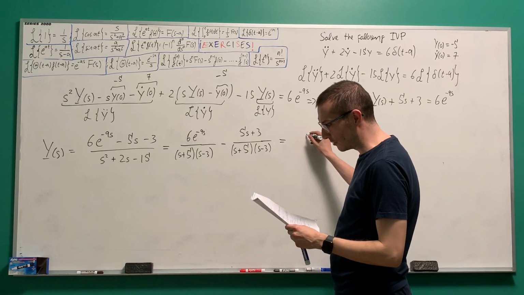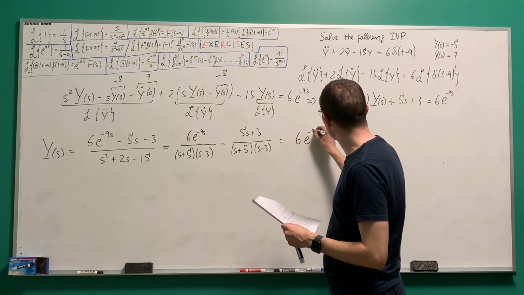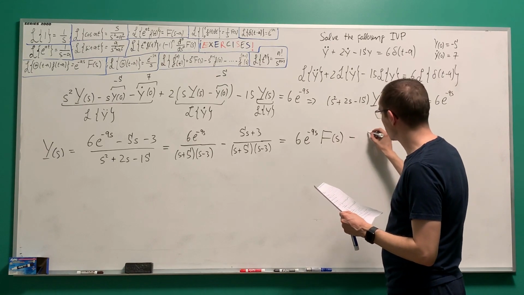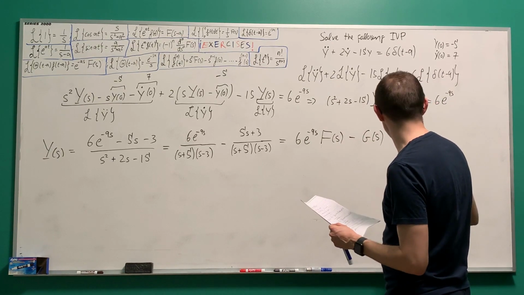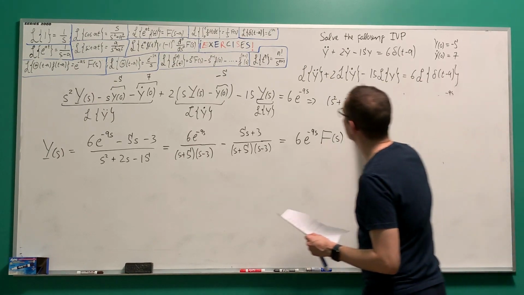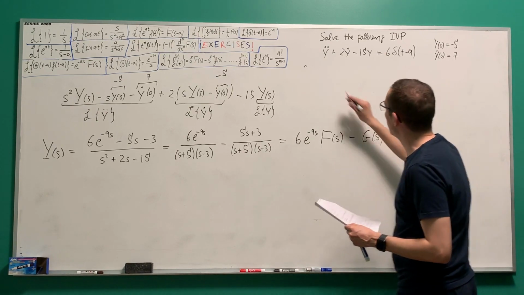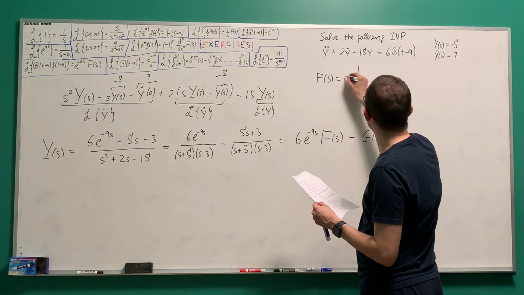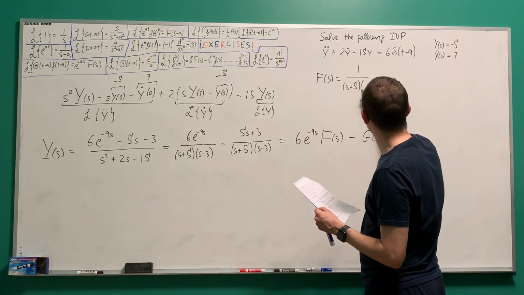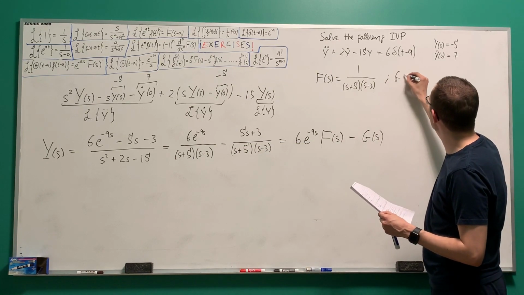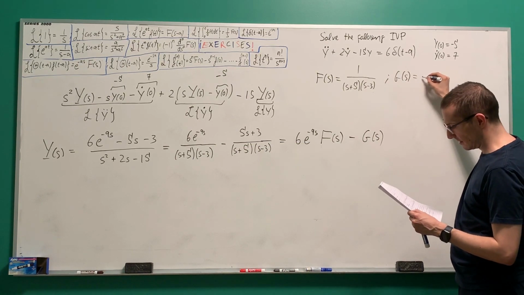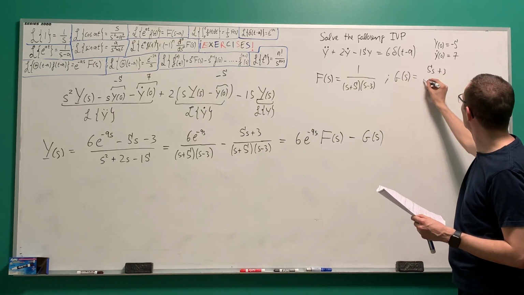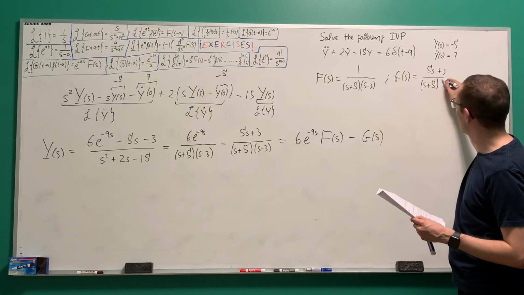Let me call this actually 6 e to the minus 9s multiplying something that I'm going to call F of s minus G of s. And of course my F of s, let me quickly erase this here. By definition, my F of s is going to be whatever multiplies this thing. So my F of s is 1 over s plus 5 multiplying s minus 3. And my G of s is going to be minus, that's important, I know I have the minus in here, so not without the minus, 5s plus 3 divided by s plus 5 multiplying s minus 3.